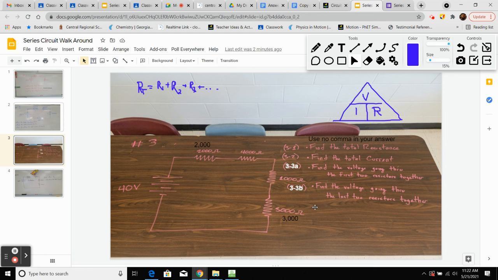Does it matter what order the resistance is in? No. You could add 4,000, 2,000, 3,000, 1,000, or you could do it 2,000, 4,000, 1,000, 3,000. It won't matter if you're just adding to get the total resistance. Well, when we put it in our chart, like 1, 2, 3, 4, yes, that usually will make a difference.